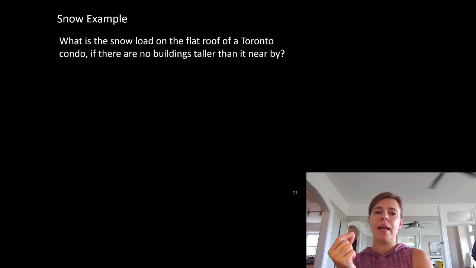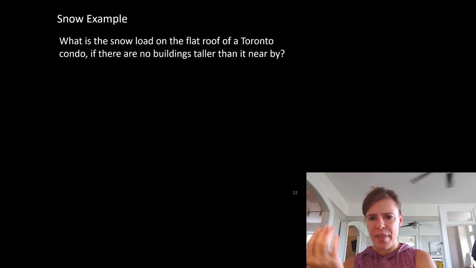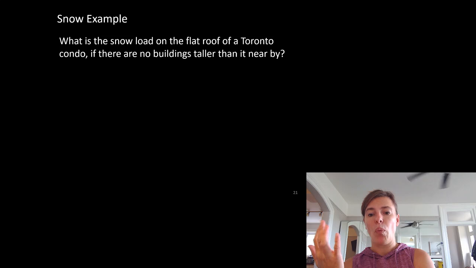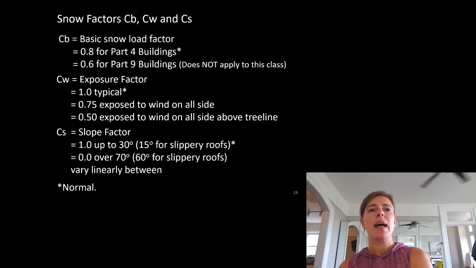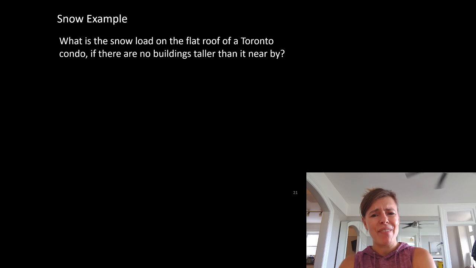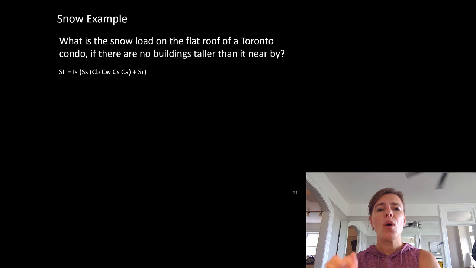We know that it's in Toronto, so we can look up SS and SR. It's also in Toronto, so it seems unlikely that there'd be nothing around it. So it seems like our exposure factor, or our wind factor, should be 1. Let's take a look at all of our factors. Our slope factor. It's a condo. I can't think of any condos that have sloped roofs. They're usually pretty standardly flat.